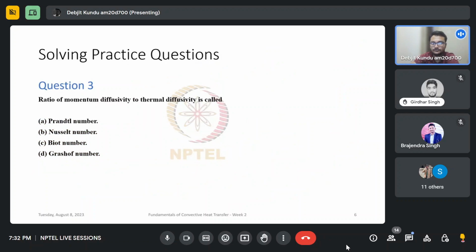We'll move along to question number 3 of today's session, which is asking us the ratio of momentum diffusivity to thermal diffusivity is called what? Is it option A, Prandtl number? Is it option B, Nusselt number? Is it option C, Biot number? Or is it option D, Grashof number? So these are all dimensionless numbers, as we know. Among these, what is the ratio of momentum diffusivity to thermal diffusivity known as?